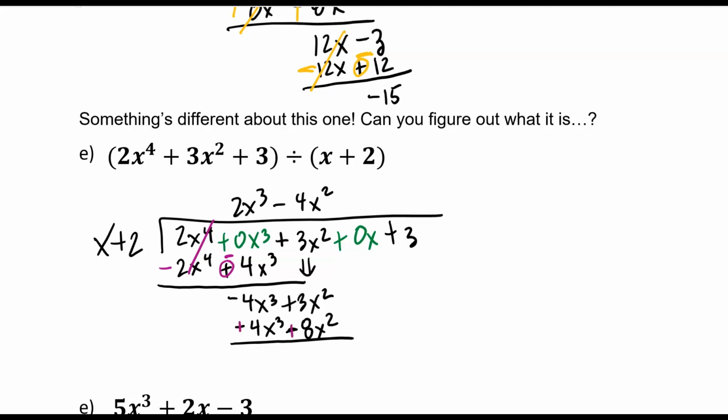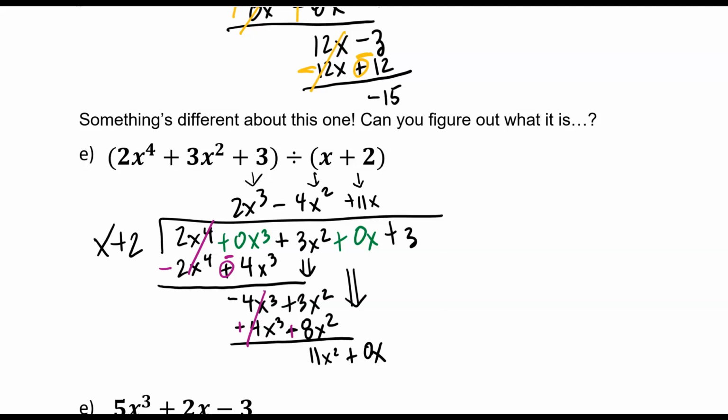Change our signs. That cancels. We have 11x squared plus 0x. Start over. X times what is 11x squared? That's 11x. Now notice, y'all see how this is going down in descending order? As it should. 11x times x plus 2 is 11x squared plus 22x. Change the signs. Minus minus. That is a negative 22x. And we're going to bring down that plus 3.